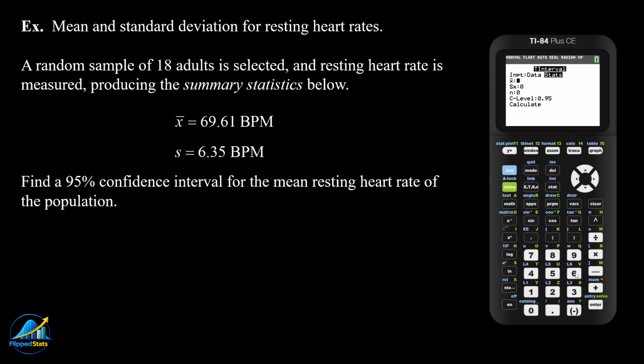And we put in our mean. That was 69.61 and our standard deviation 6.35. And remember, N stands for the sample size, so that was 18. The default confidence level is 0.95, so that's good, and we calculate.